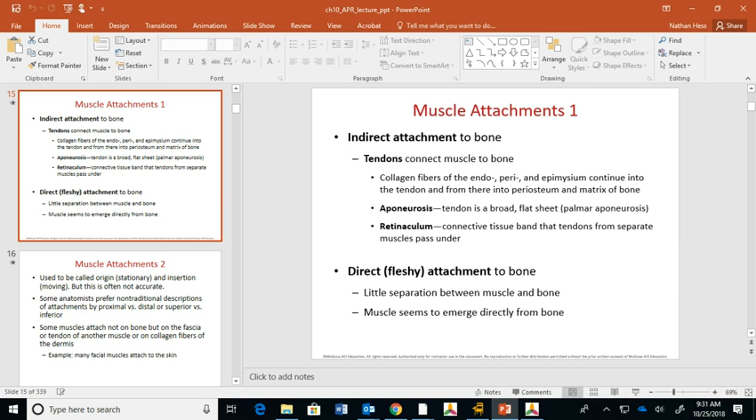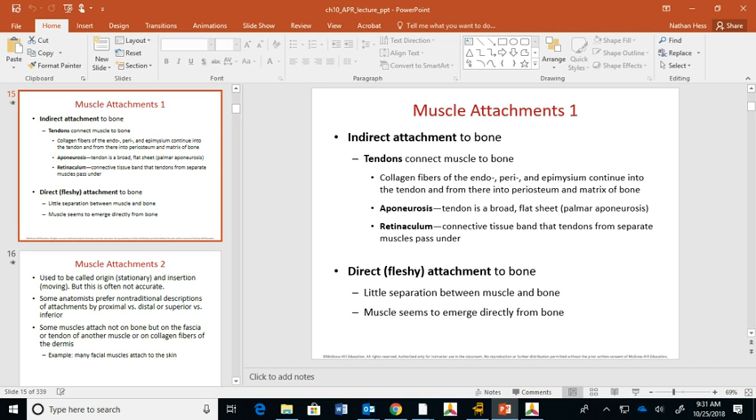There are 2 different types of attachments for muscles to bone. Because of course, almost every bone in our body attaches to a muscle. There's a couple of exceptions. Some of them attach to soft tissue only, like your orbicularis oris or orbicularis oculi. Those are much more fleshy attachments. But you have indirect and you have direct.